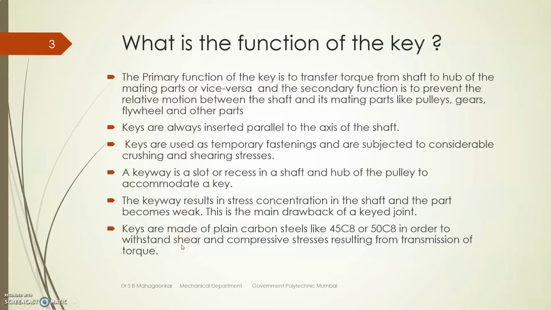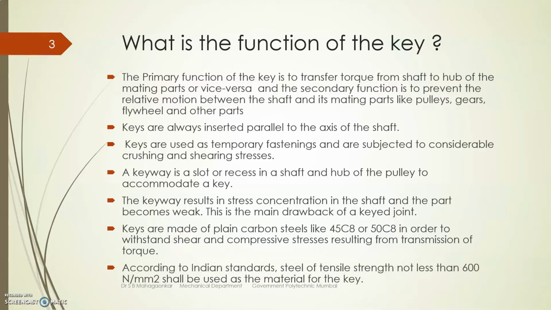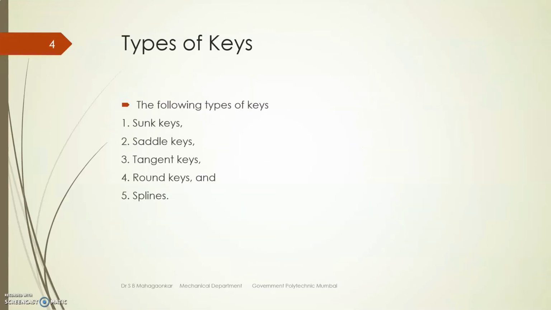Generally the strength of the material for the key should be more than 600 or 700. That is the tensile strength of this material. It should be more than 600, around 650. It is best for the key. In the types of keys, we are going to learn sunk keys, and in that we also learn what the types of sunk keys are: saddle keys, light keys, tangent keys, round keys, and the integrated shaft, that is the splined shaft.